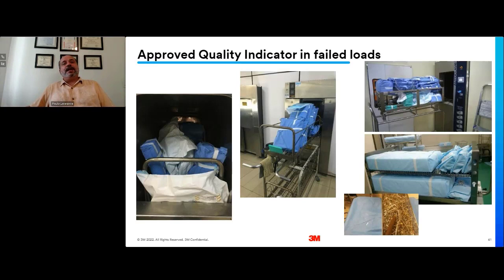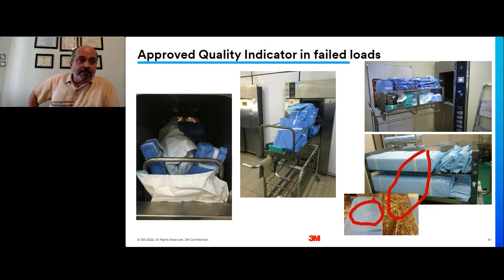Then you have wet packs. PCDs cannot detect wet packs, and normally wet packs are related to excessive load. If I have too much weight, or if I have non-metallic devices, I will have wet packs even if my PCD showed approved results and my printout showed approved results. Everything is showing approved, but I have a wet pack. Those devices cannot detect that situation.